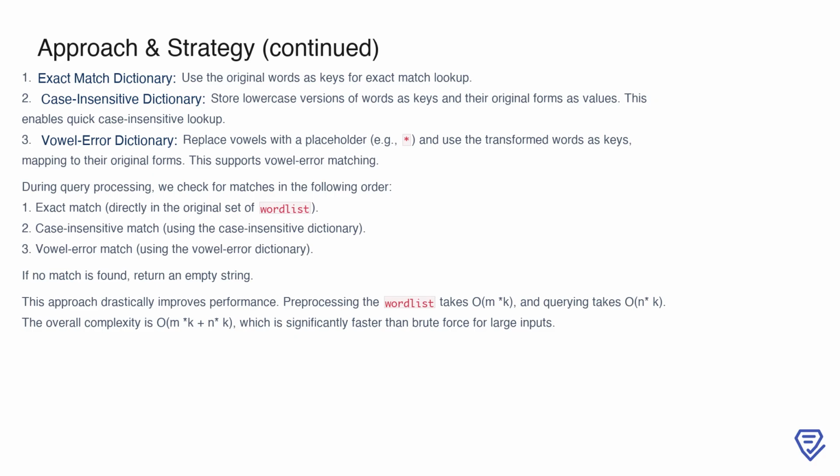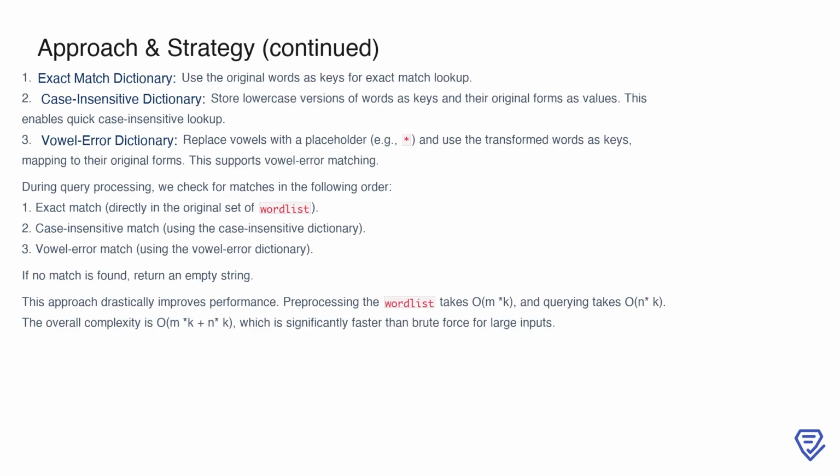An optimized approach leverages hash maps to improve the efficiency of our solution. The idea is to pre-process the word list into 3 dictionaries, each targeting a specific type of match. First, we create an exact match dictionary, where the original words from the word list are used as keys for direct lookup. Second, we construct a case-insensitive dictionary by storing the lowercase version of each word as the key and mapping it to its original form. This allows us to quickly find matches without worrying about capitalization. Lastly, we build a vowel error dictionary by transforming words to replace all vowels with a placeholder, like an asterisk, and using these transformed words as keys that map to their original forms.